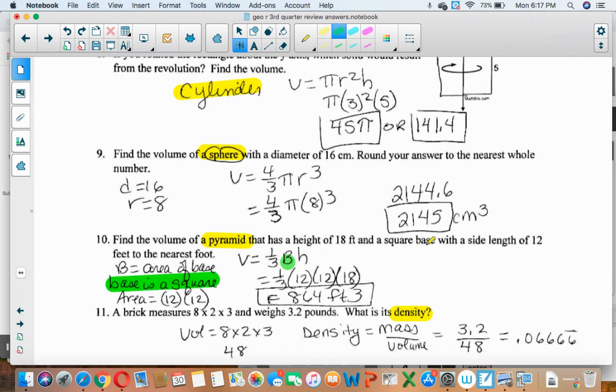So it has a square base with side lengths of 12. To find that area of the base, I did 12 times 12. All right, and that's what I substituted in right here. So this 12 times 12 comes from the area of the base when the base is a square. So it's 1/3, 12 times 12, that's the area of the square, times the height. The height is 18. And all that goes in my calculator, and my volume is 864 feet cubed.